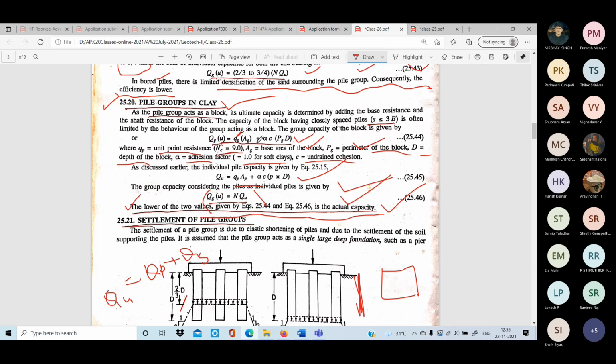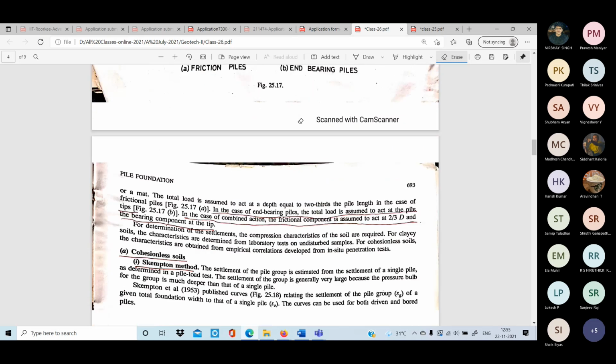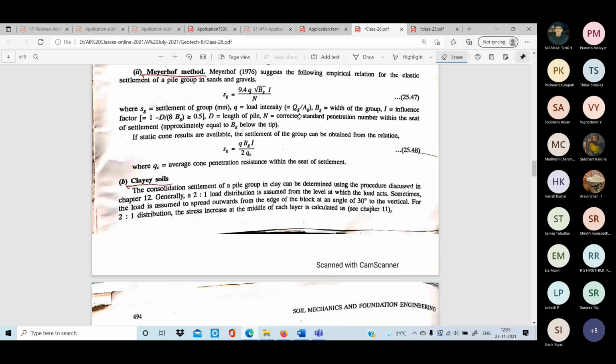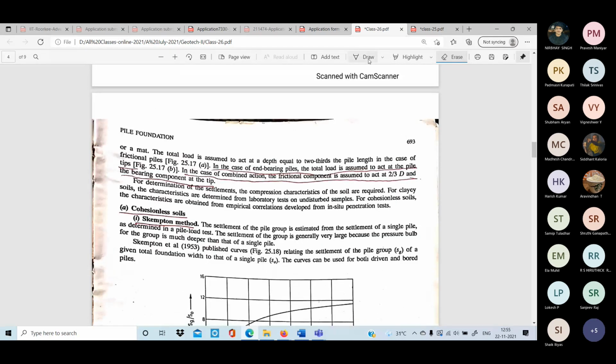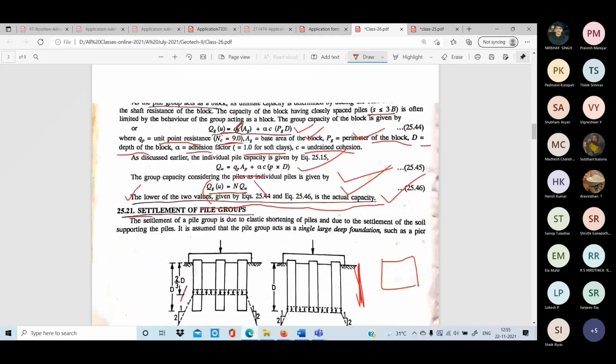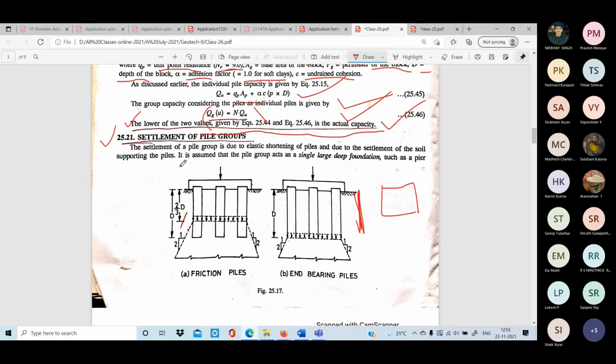So this is all about how to find out the ultimate bearing capacity of a group of piles in a sandy soil and a clay soil, for an individual pile. Now, before stopping, let us see how we generally measure the settlement of a pile group. With that we can go for a numerical, then you will understand.